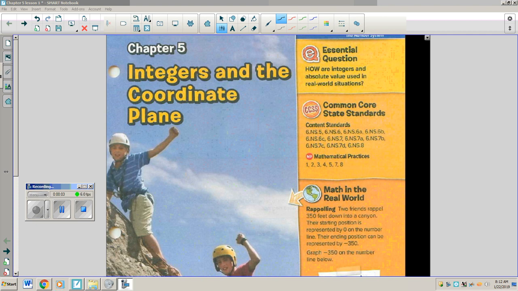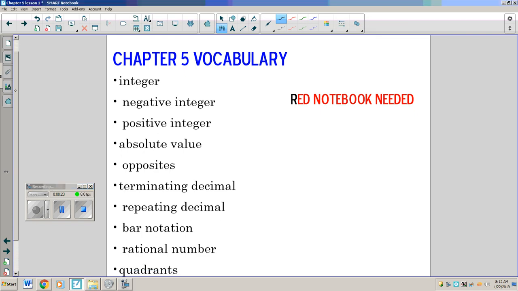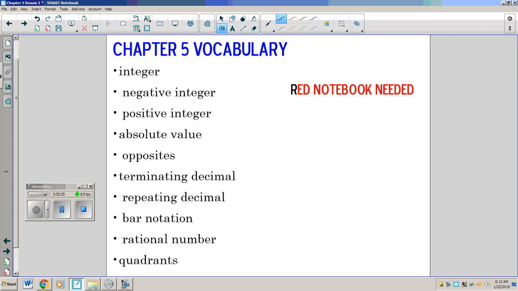This is your first video for Chapter 5. In Chapter 5, we will be covering integers and the coordinate plane. We are going to start out with some vocabulary, so be sure to have your red notebook. This is all the vocabulary for Chapter 5. Today we're just going to cover four words.